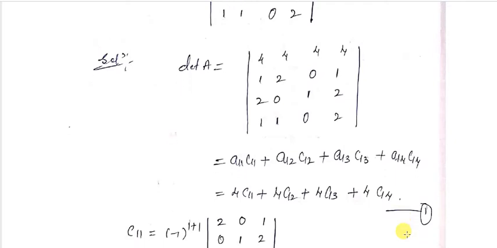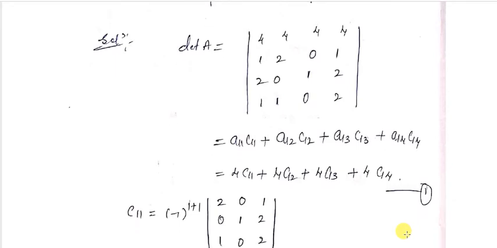In general, it is represented by Cij, which is equal to minus 1 to the power i plus j times determinant of Mij, that is the minor matrix. So here we have to find the value of the determinant by expanding along the first row using the cofactor formula. Let us find out the cofactors C11, C12, C13, C14. We call these cofactors of the first row elements. C11 is given by minus 1 to the power 1 plus 1 times determinant of the minor matrix.